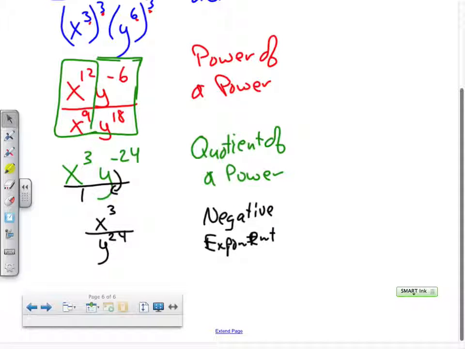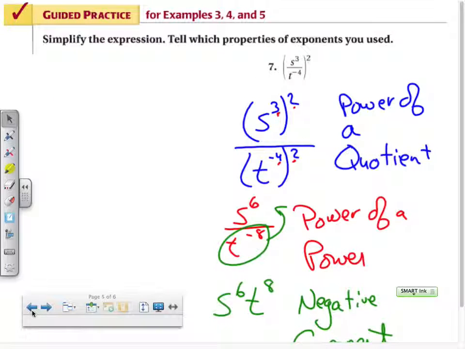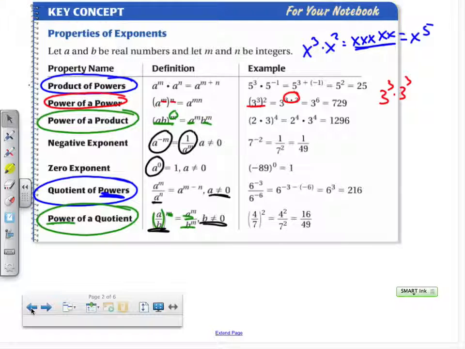So in conclusion, your properties, you need to kind of look and see what's happening with your exponents. In both product of powers and quotient of powers, you have the same base and you're either multiplying or dividing two exponents with the same base. In that case, you just add the exponents if you're multiplying and subtract if you're dividing.